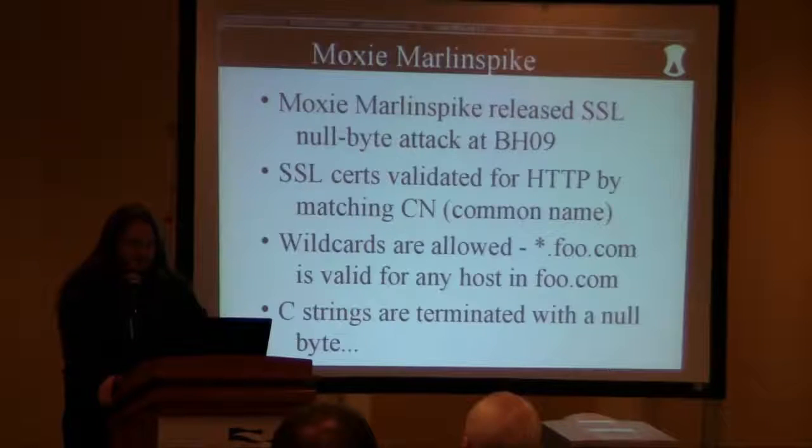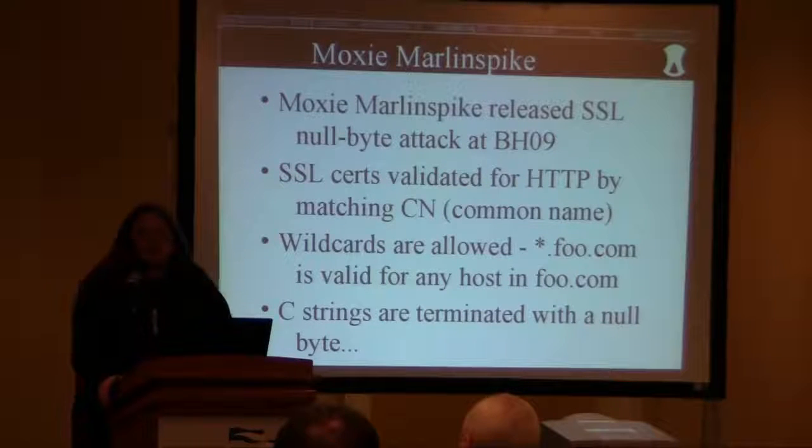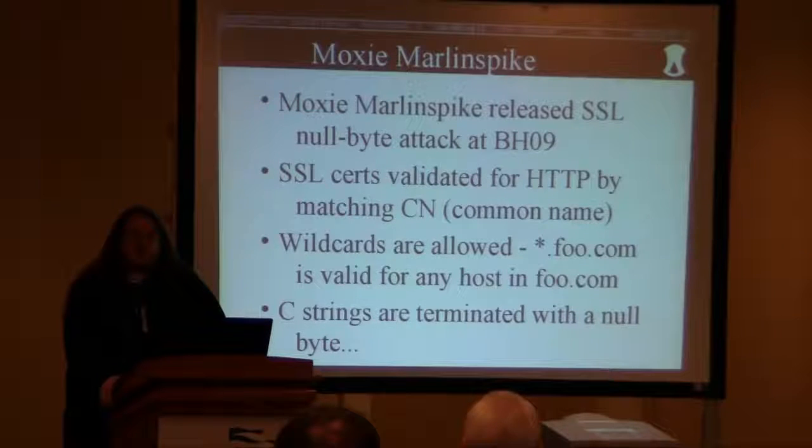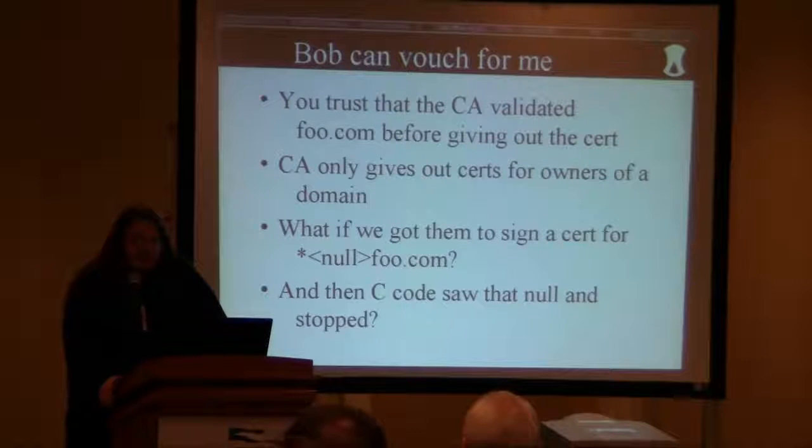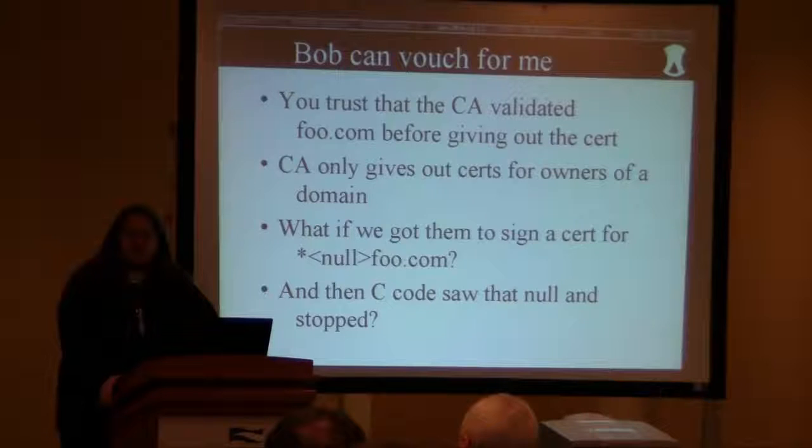We're fine, right? Unfortunately, Moxie's not around this morning, but at Black Hat last summer, he did the SSL null byte attack, which, short version: SSL certs are validated for HTTP by matching the common name. Wildcards are allowed, so like Google purchases *.google.com. C-strings are terminated with a null byte. You trusted the CA validated foo.com before giving out the cert. The CA only gives out certs for owners of a domain. What if we get them to sign for a domain we own legitimately, *\0foo.com? And what if their signing code uses the SSL field length and checks all the bytes? And what if Microsoft's SSL code uses C strings and goes, oh, that's a null byte, I should stop comparing?